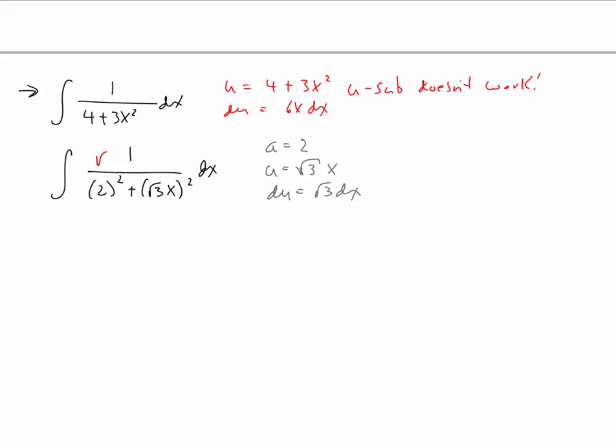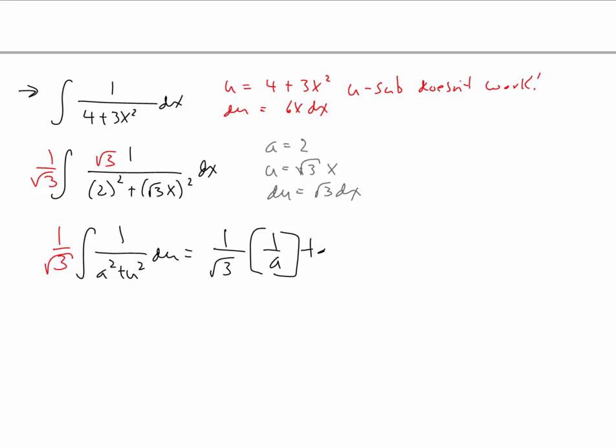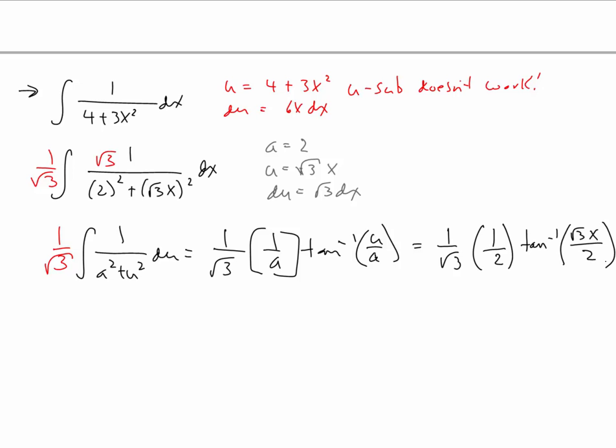So using compensation, I'd multiply by root 3 on the inside, compensate with the 1 over root 3 on the outside. And this would look like 1 over (a squared plus u squared) du, which, with the 1 over root 3, integrates into 1 over a inverse tangent of (u over a). Always put parentheses around the arguments of your trig functions. So this is 1 over root 3, and then a in this case is 2. 1 over 2 inverse tangent of (root 3 x over 2). And then this is not a plus c. I'll evaluate this as soon as I simplify it. So I get 1 over 2 root 3 inverse tangent of (square root of 3x all over 2).